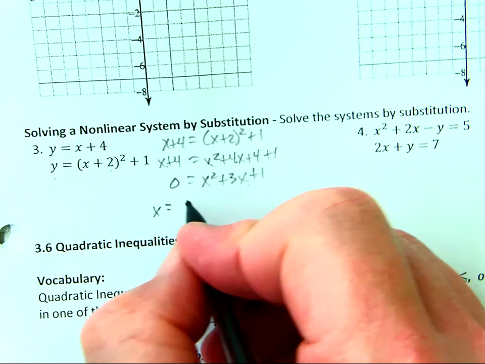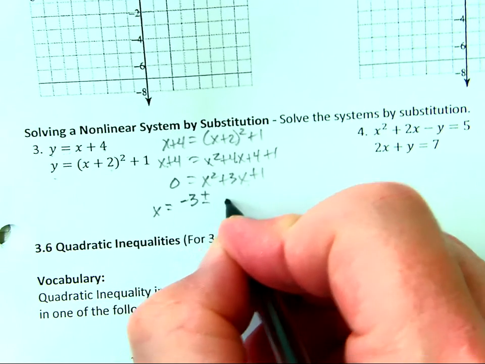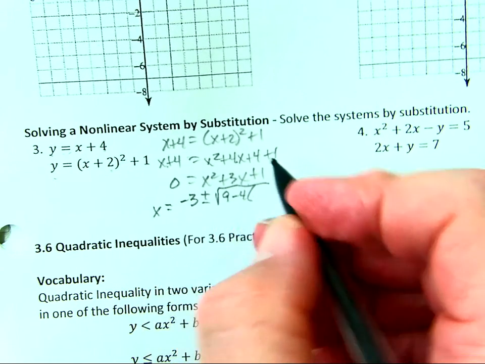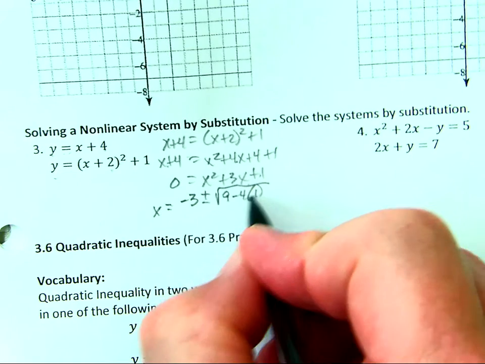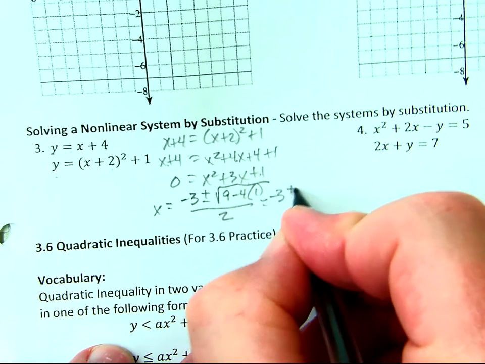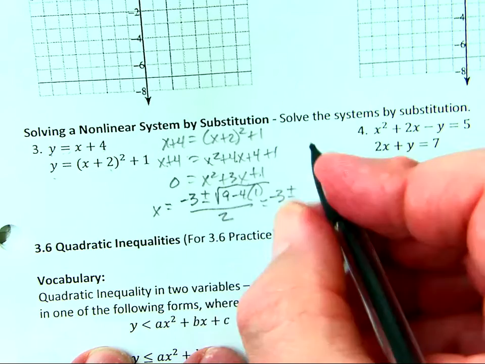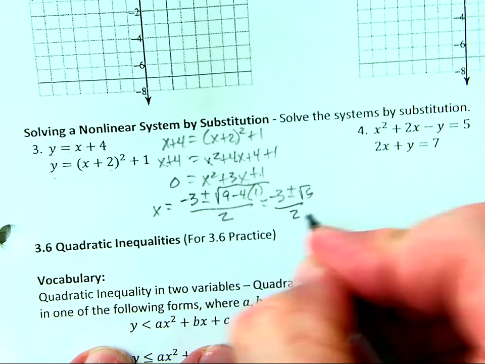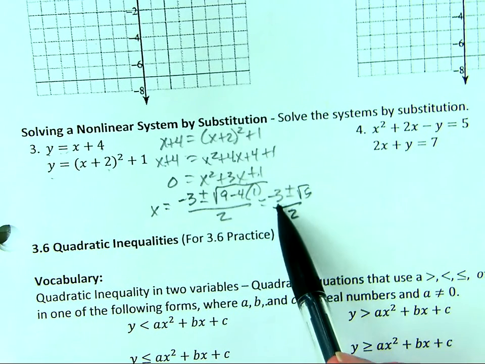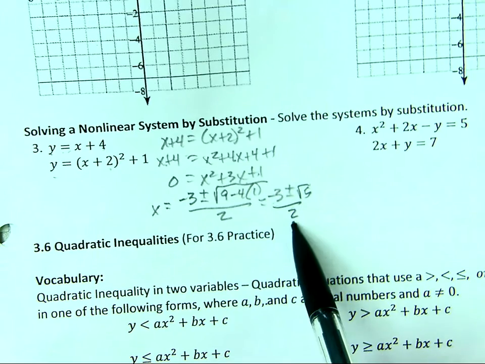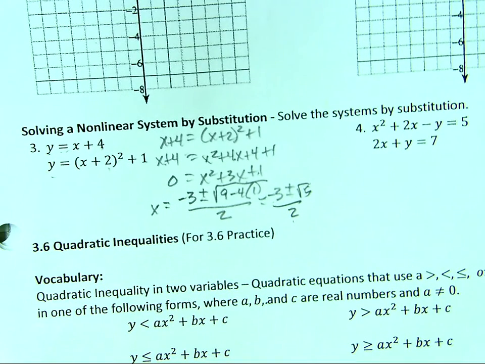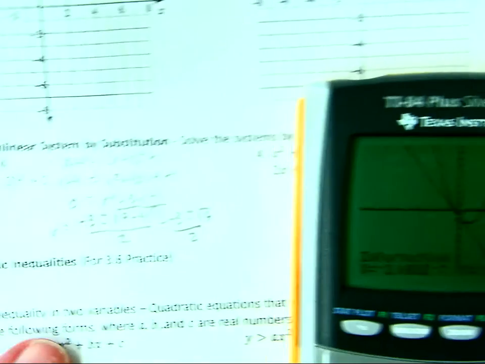So x equals negative b, that's a negative 3, plus or minus the square root of b squared, which is 9, minus 4 times a, which is 1, times c, which is 1, all over 2a. Well, that's negative 3 plus or minus, this would be 9 minus 4, the square root of 5 over 2. So what that means is this intersects at two places, where x equals negative 3 plus radical 5 over 2, and negative 3 minus radical 5 over 2. Well, you could do that different ways. So let's find the decimal for each of those.